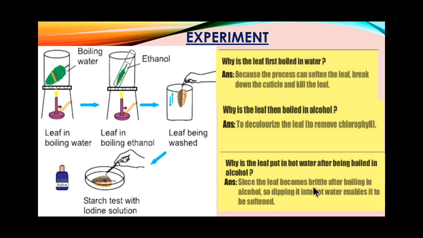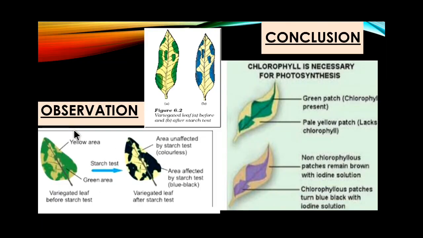Why? Because the leaf becomes brittle after boiling in alcohol, so dipping it into hot water enables it to be softened. Then after this, pour the dilute iodine solution over the leaf. After 4 to 5 minutes, rinse off the excess iodine and observe it. Now what is the observation? Observe the color of the leaf and compare it with the tracing paper of the leaf done in the beginning.